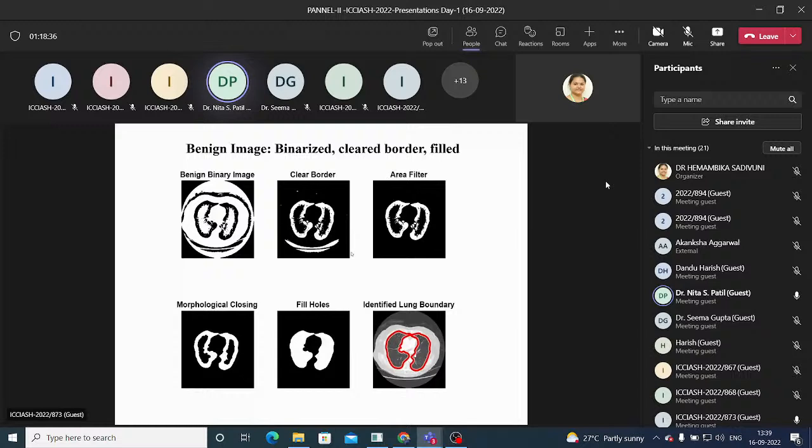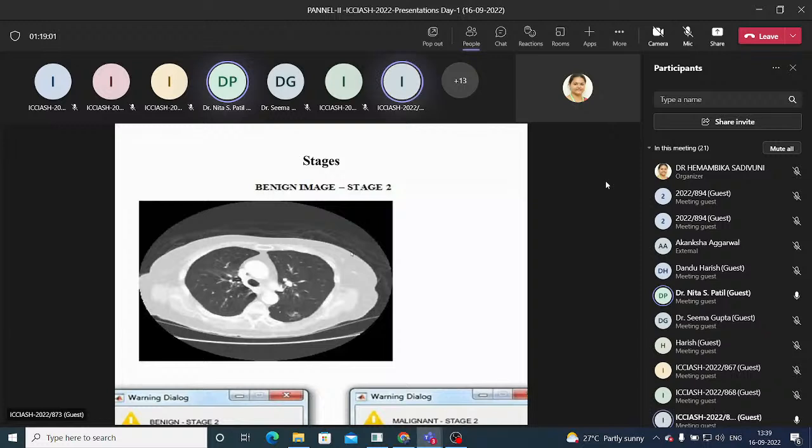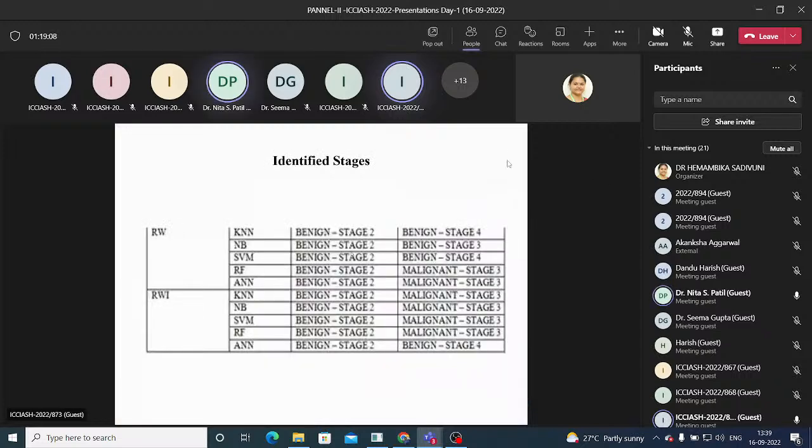As usual, cancer has different stages. Stage 1: cancer is found in the lung, but has not spread outside the lung. Stage 2: cancer is found in the lung and nearby lymph nodes. Stage 3: cancer is in the lung and lymph nodes in the middle of the chest. Stage 4: cancer has spread to both lungs, the area around the lungs, or distant organs. After this process, we will get whether it is stage 1 or stage 2, benign or malignant.